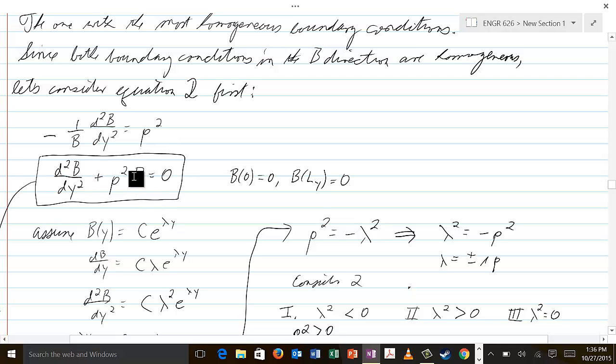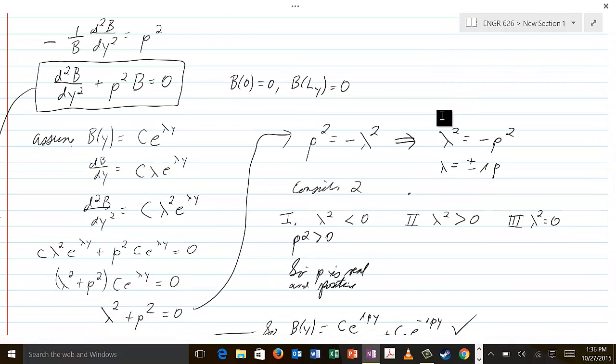This is an ordinary differential equation. It is homogeneous and has constant coefficients, and so whenever you have a differential equation of that type, it will be profitable to assume a solution of the form c e to the lambda y. If we assume a solution of that form and plug it into this equation, we need to find out what to plug in for the second derivative.